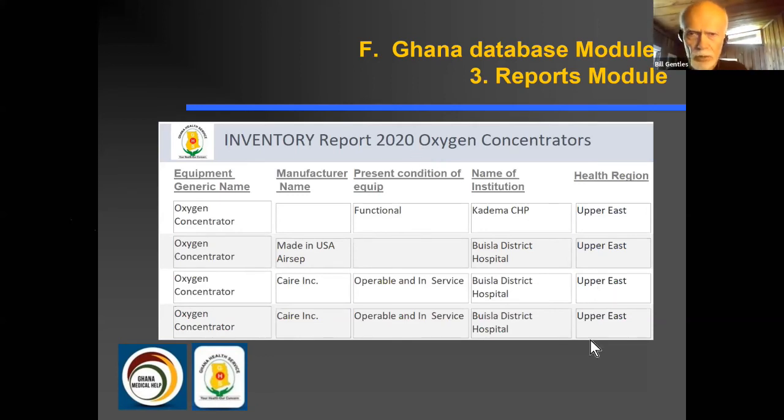in the Upper East region, and the condition of those oxygen concentrators. So we found 4 oxygen concentrators. They all seem to be working, although one of them, we don't have data on their present condition. There's one of them in the Akaateba institution and 3 of them in Buisla District Hospital. So a very quick and easy report gives you the number of oxygen concentrators and their current functional status, which can be very useful for planning future equipment procurement.